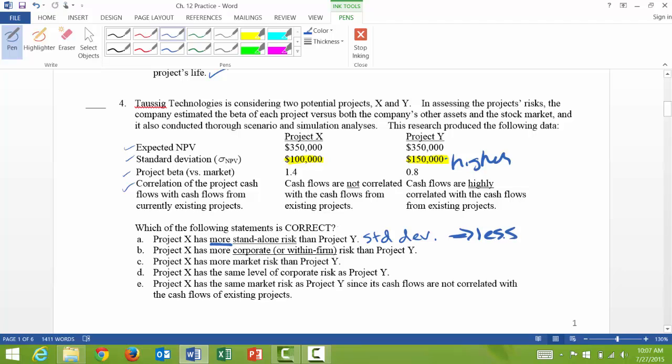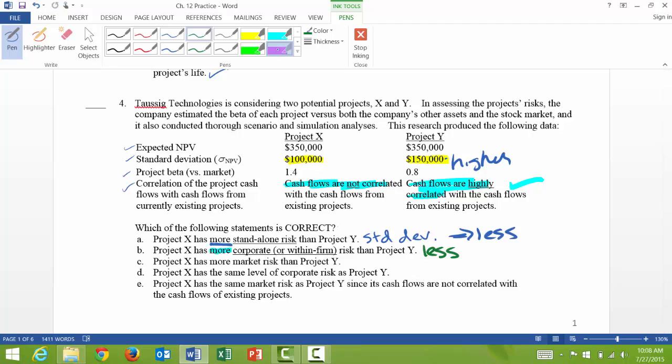And then B says project X has more corporate or within firm risk than project Y. Well, that's measured by this part right here. Cash flows are not correlated, or cash flows are highly correlated. And something that's going to be more risky would be something that has cash flows that are highly correlated. So over here, project Y actually has more corporate or within firm risk than project X. The problem is they said more, and it should actually be the word less. And so that one's not correct. If you reverse those words, it would be correct.